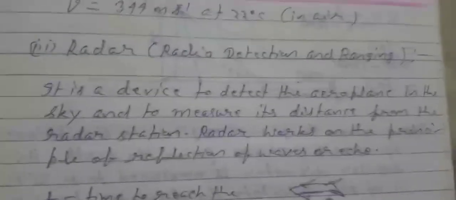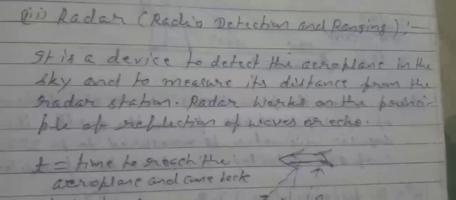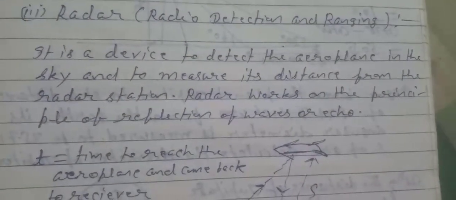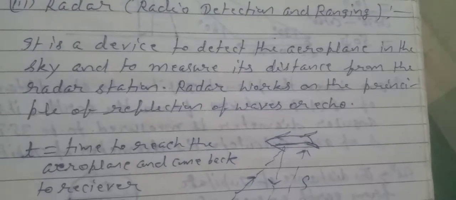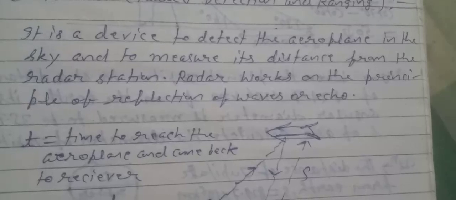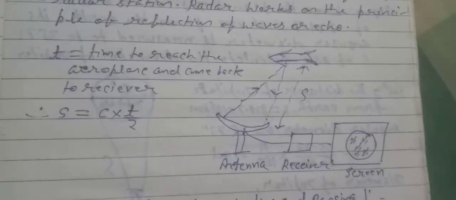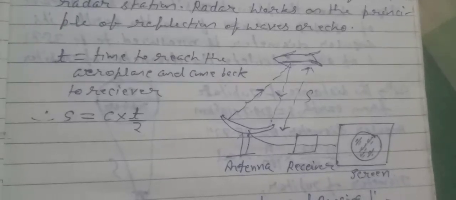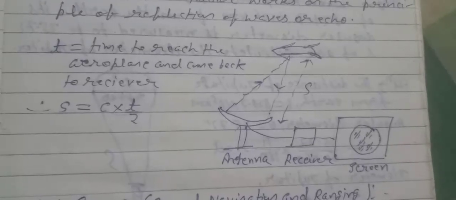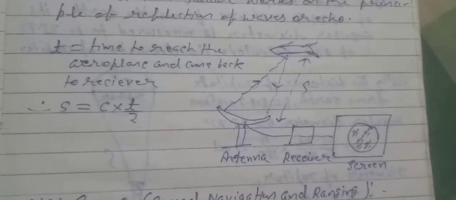Third is radar, radio detection and ranging. It is a device to detect an aeroplane in the sky and to measure its distance from the radar station. Radar works on the principle of reflection of waves or echo. Here t is the time to reach the aeroplane and come back to the receiver. Hence s equals c into t by 2.